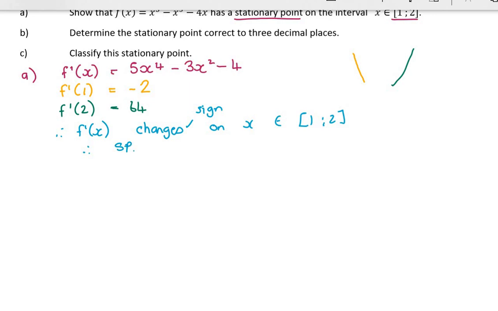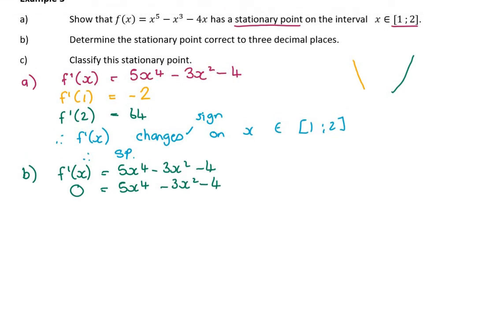Okay, and here's the fun part. Determine the stationary point. Okay, now this is pretty cool. We are trying to solve f dashed equals 5x to the power of 4 minus 3x squared minus 4. We're trying to solve that is equal to 0. Remember, that's what this equation does. This equation solves an equation equal to 0. And so that's really good.